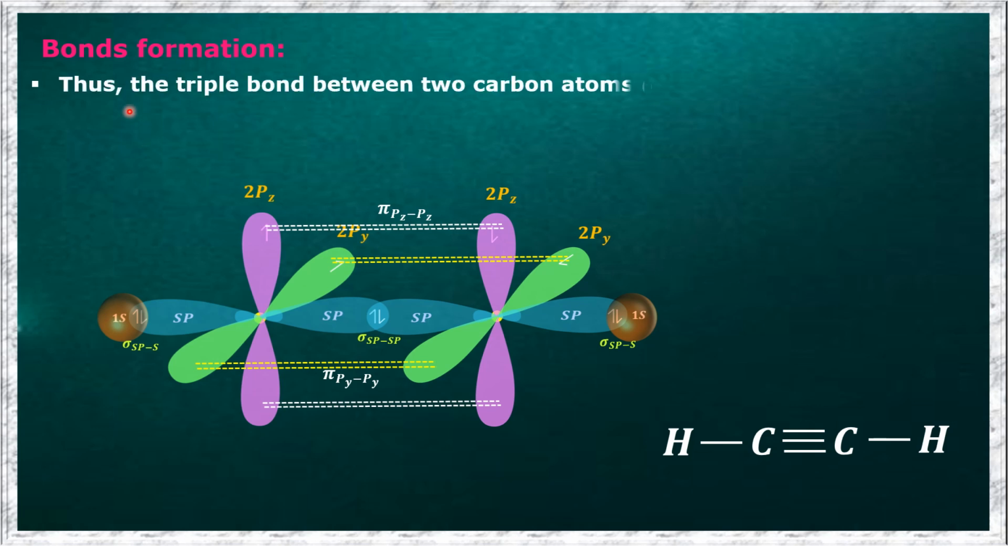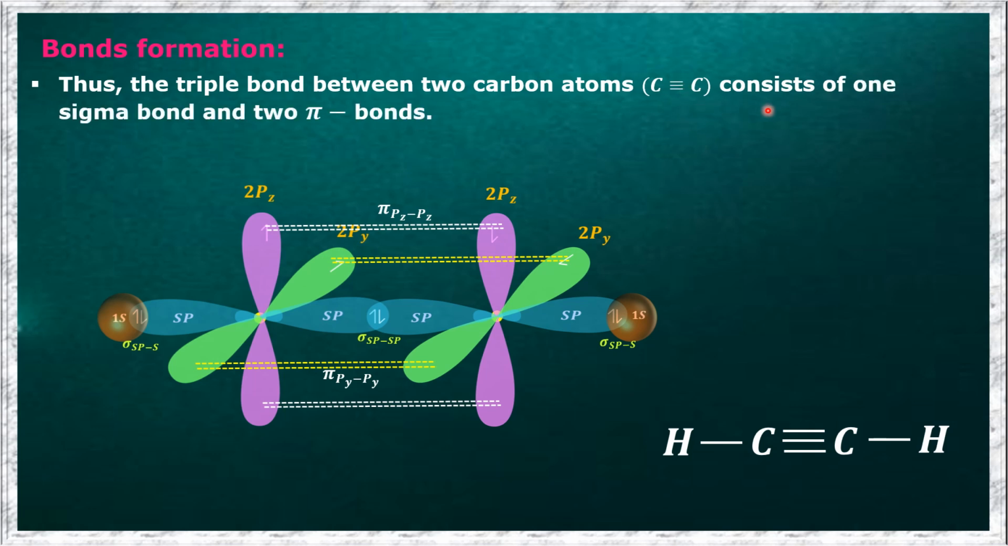So the triple bond between two carbon atoms, that is C triple bond C, consists of one sigma bond and two pi bonds. The sigma bond has been formed due to the end-on-end overlapping of two sp hybrid orbitals, and the two pi bonds have been formed due to the sideways overlapping of 2py and 2pz orbitals respectively. Okay.